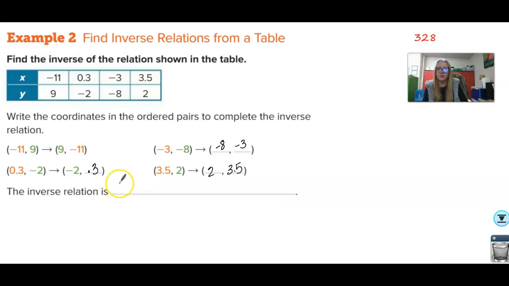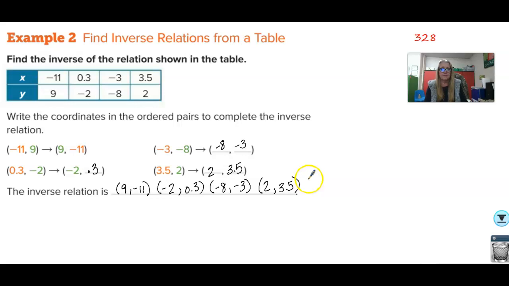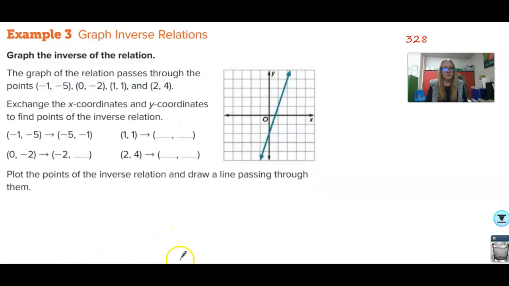And then for the inverse relation, what they want you to do is write the new points that you got: (-2, 0.3), (-8, -3), and (2, 3.5). And so far so good, right?